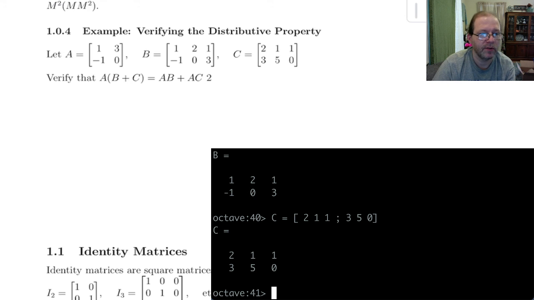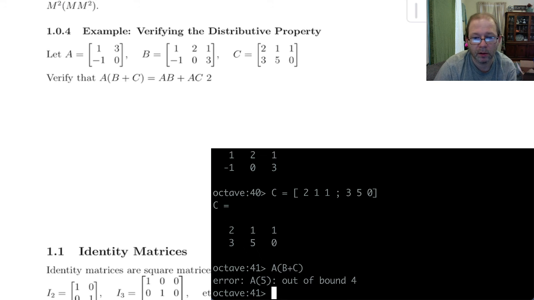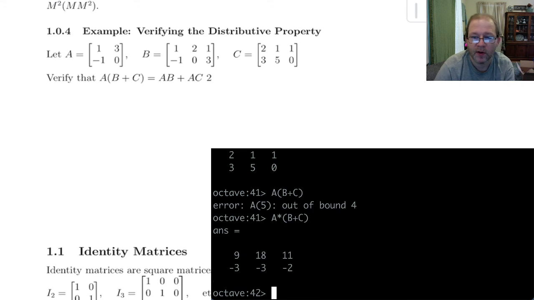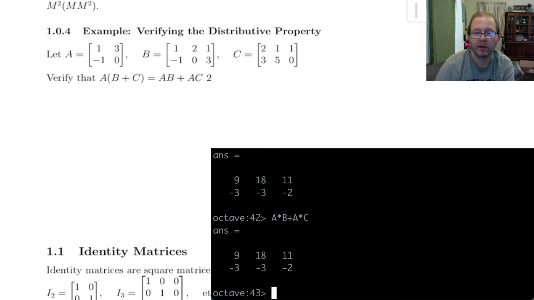If I take A and multiply that times B plus C, it gives me an error because, again, I forgot my asterisk. So A times B plus C gives us that. But if we do AB plus AC, it gives us the exact same thing. I'm not going to write this out. We can just see it on Octave that this works.